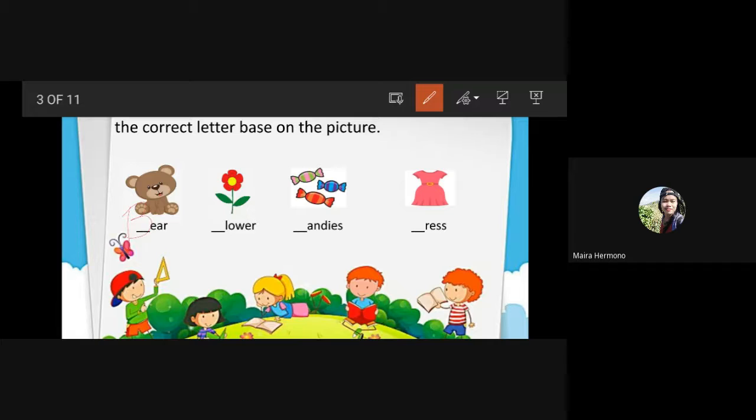How about the next picture? What is in the picture? Okay, it is flowers. What is the beginning letter of flower? Okay, letter F. How about candies? What is the beginning letter of candies? Yes, Elaine? Okay, it is letter C. How about in the last picture? What is the beginning letter of the dress? Okay, it is letter D.